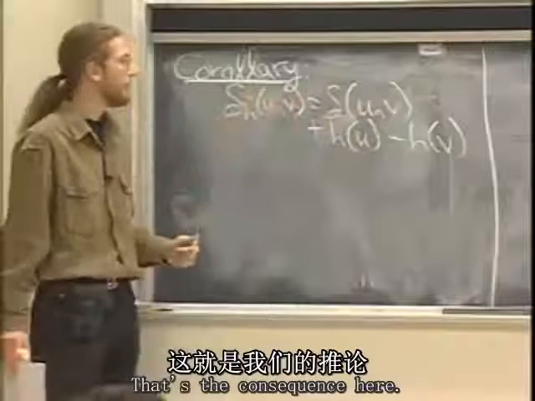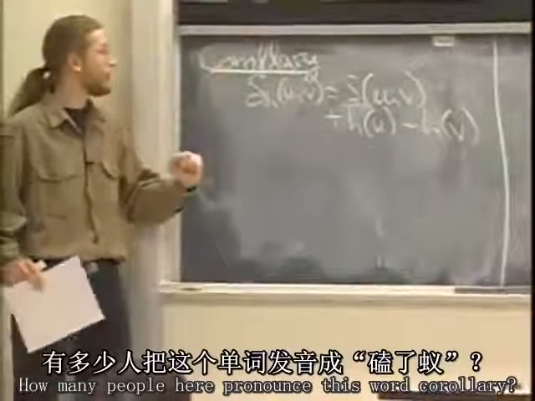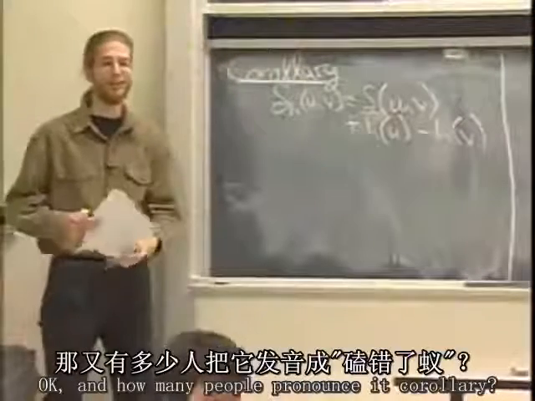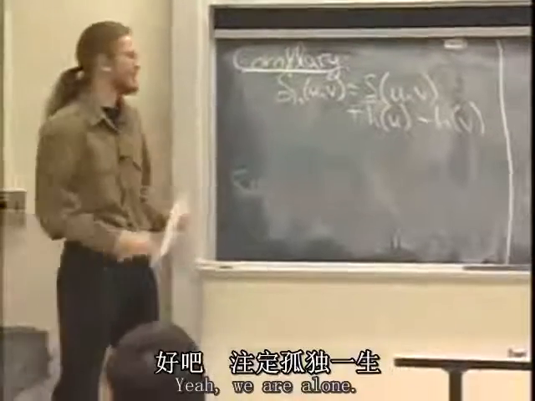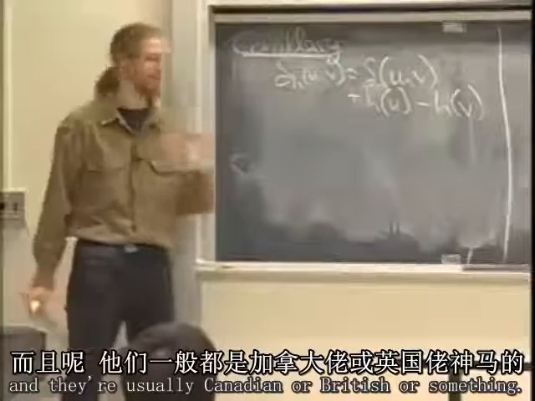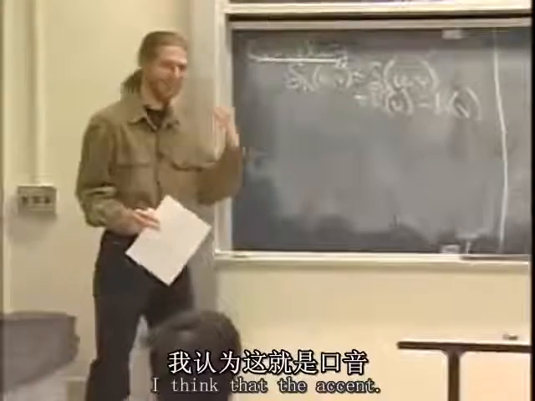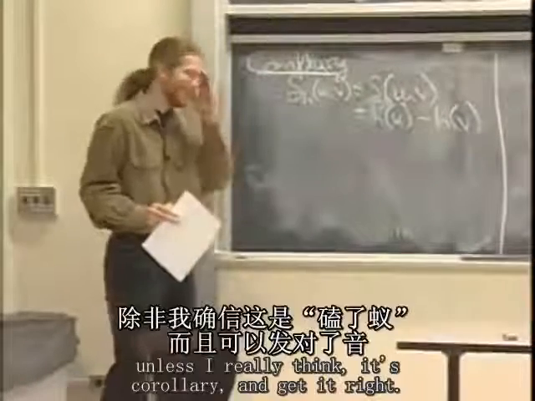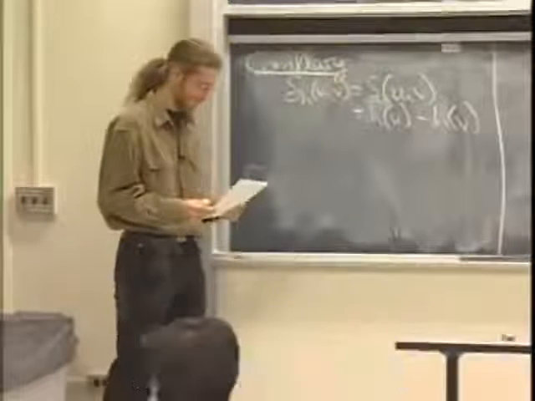That's the consequence here. How many people here pronounce this word corollary? OK. And how many people pronounce it corollary? Yeah, we're alone. Usually I get at least one other student, and they're usually Canadian, or British or something. I think that's the accent. So I always avoid pronouncing this word unless I really think it's corollary. Yeah, OK. Get it right.